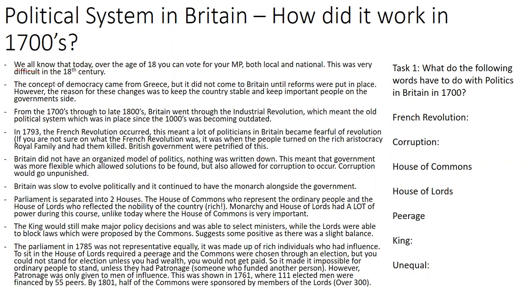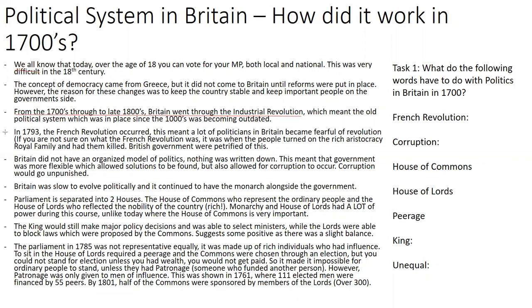The concept of democracy actually came from Greece, but it didn't come to Britain until reforms were put in place. The reason for these changes was to keep the country stable and keep important people on the government side. From the 1700s through to the late 1800s, Britain went through an industrial revolution. You probably wouldn't have done this since Year 8. You would have done a bit of it in medicine. But the Industrial Revolution was when Britain grew commercially. There were more factories, more money, the economy was booming.